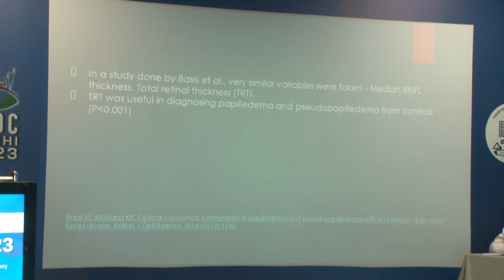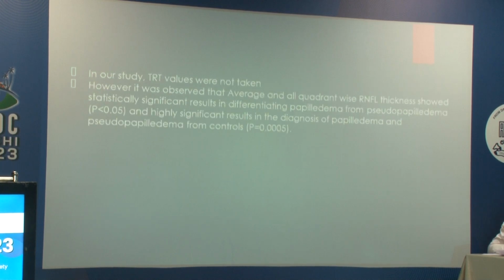In a study done by Bassi et al., very similar variables were taken, where median RNFL thickness and total retinal thickness were taken. The TRT values were useful in differentiating papilledema and pseudopapilledema from controls in their study. In our study, however, TRT values were not taken. However, it was observed that the average and all quadrant-wise RNFL thickness showed statistically significant results in differentiating papilledema from pseudopapilledema, and highly significant results in differentiating papilledema and pseudopapilledema from controls.